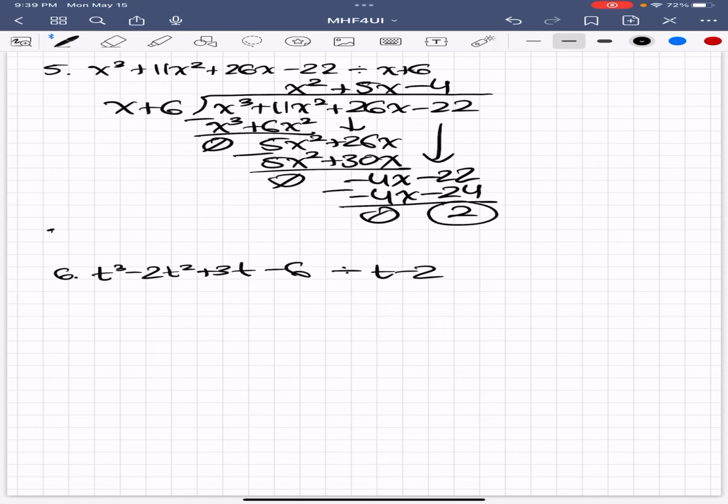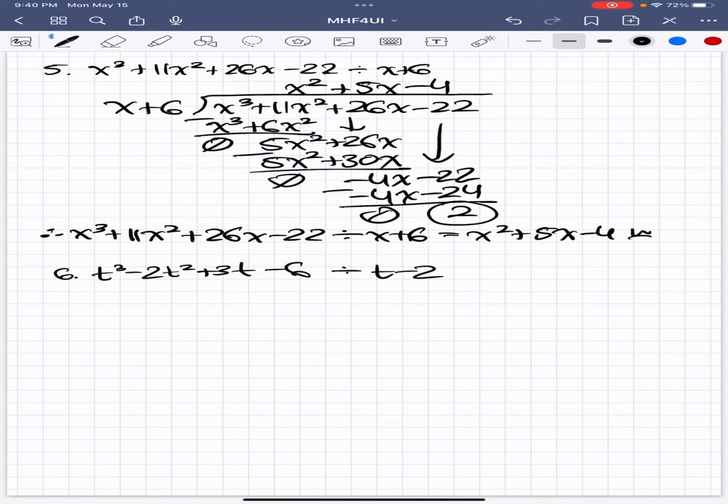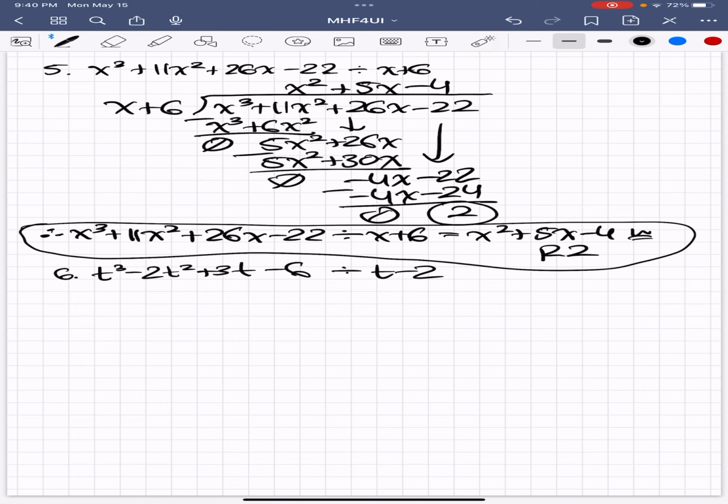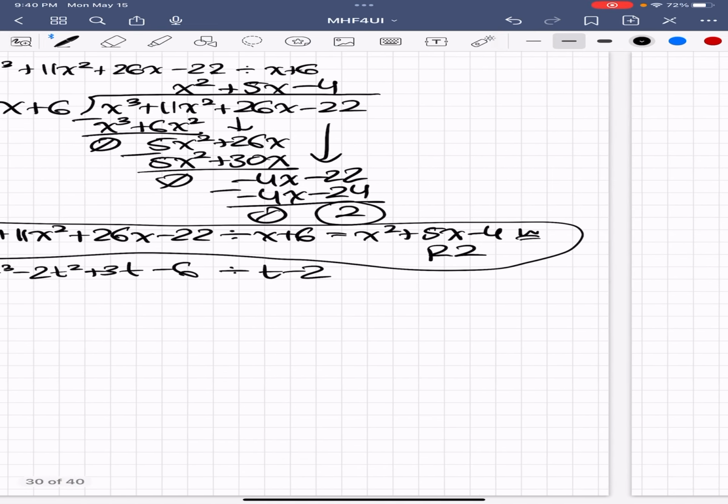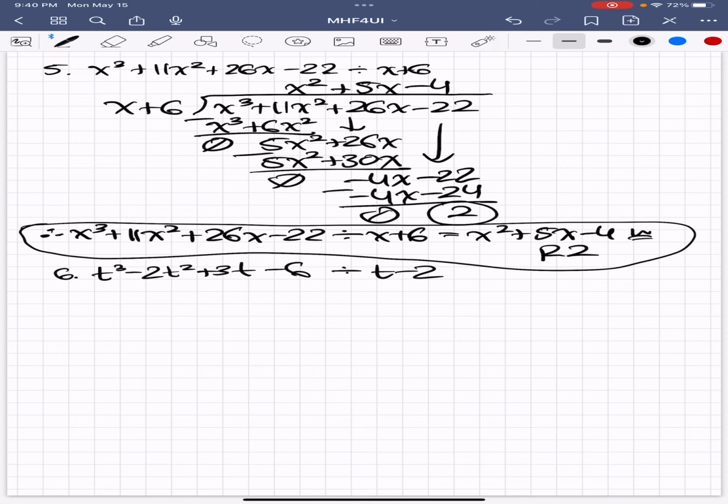Time for the division statement. X to the power of 3 plus 11x squared plus 26x minus 22 divided by x plus 6 equals x to the power of 2 plus 5x minus 4 with the remainder of 2. Last question.